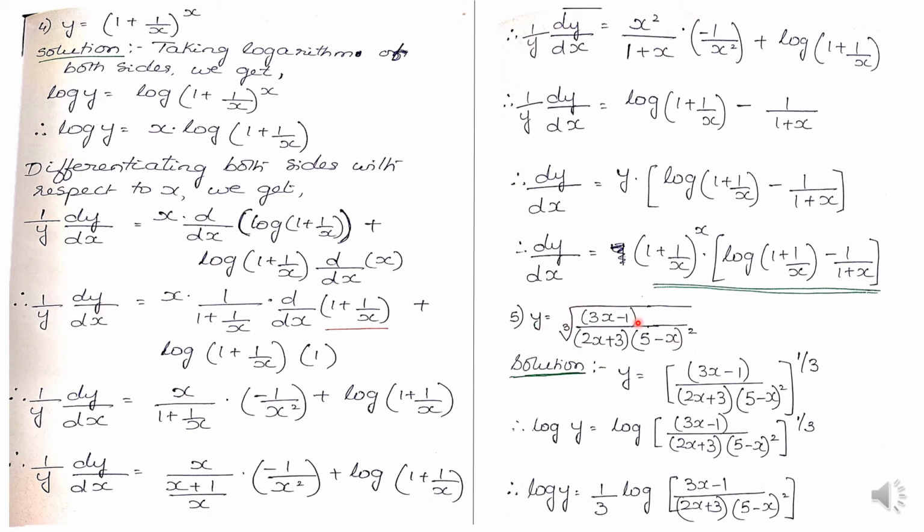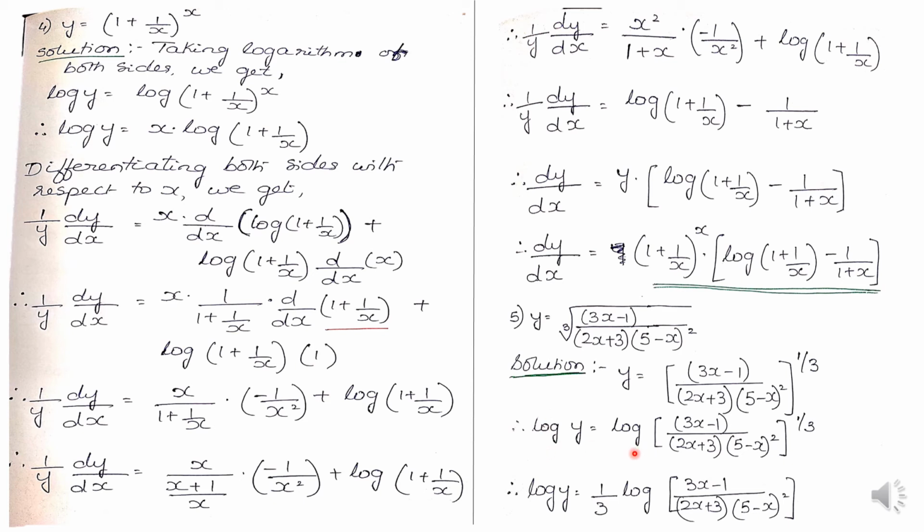We can just write y is equal to... now cube root of anything is raised to 1 upon 3. I have told this to you before also. So this becomes y is equal to the whole thing under the cube root, that is 3x minus 1 upon 2x plus 3 into 5 minus x the whole square, the whole raised to 1 upon 3.